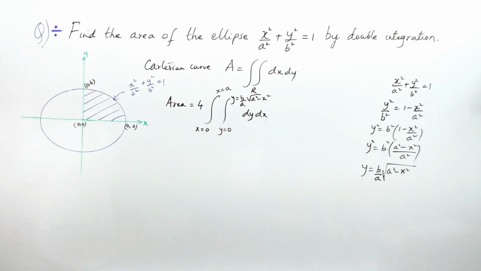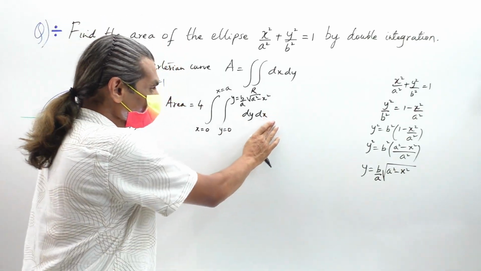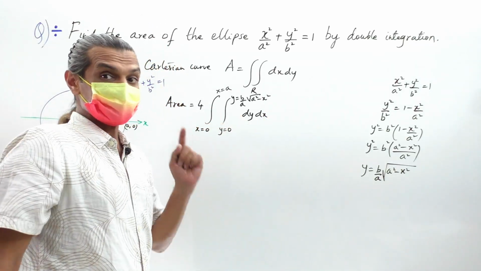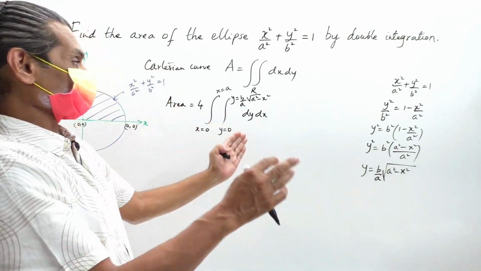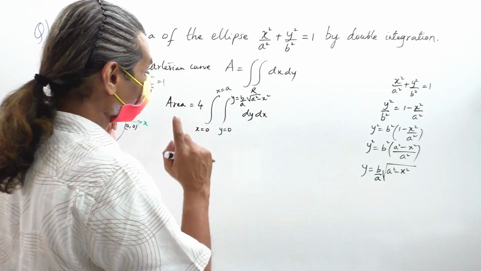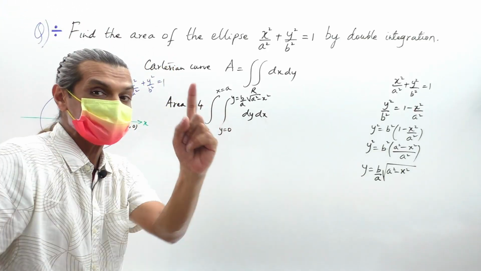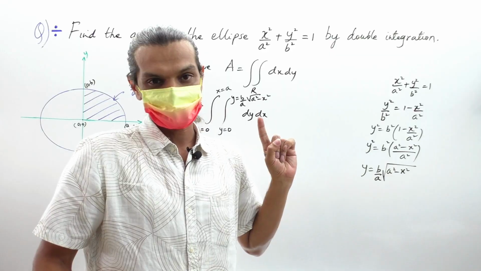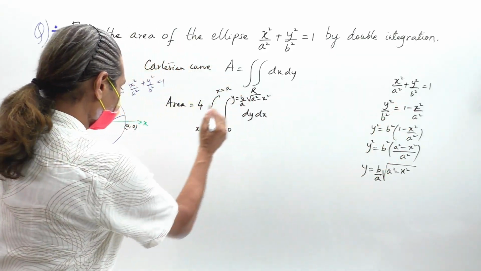Now we need to simply integrate this. First we are integrating with respect to y. We have solved many problems on this in a previous example, so please do refer to the playlist and practice that. Integration of 1 dy is always y.